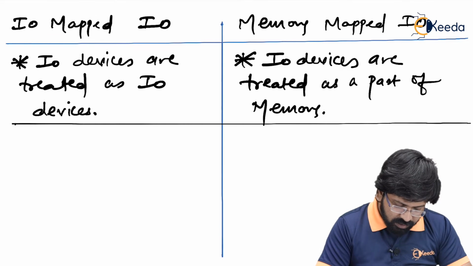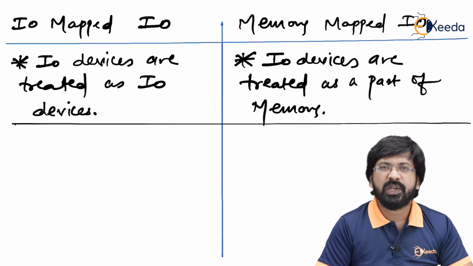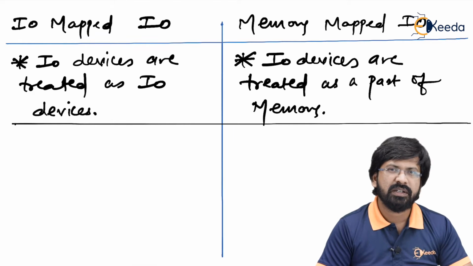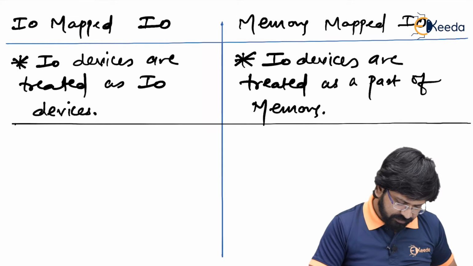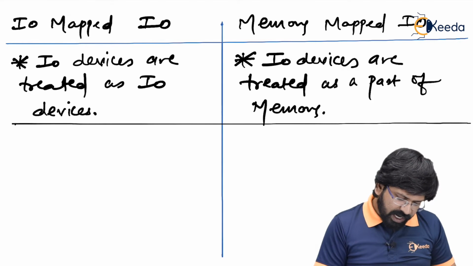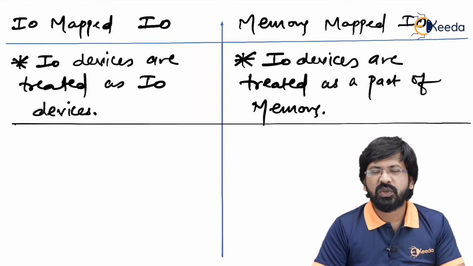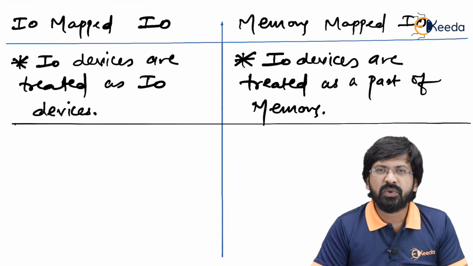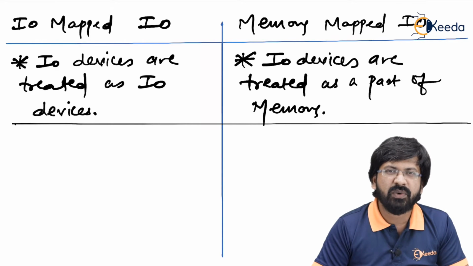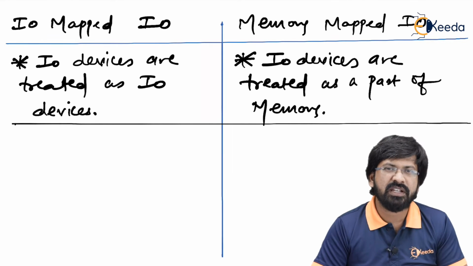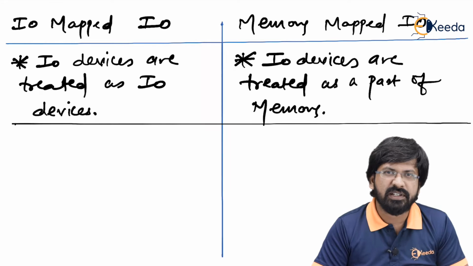Why do we do so? What is the effect of treating IO devices as a part of memory? Why not treat IO devices as IO only? Everything will be answered in this session. Now, when IO devices are treated as IO devices, can I say that to access IO devices, I will be using two dedicated control signals, that is IO read and IO write. And to access memory devices, I'll be using memory read and memory write control signals, right?